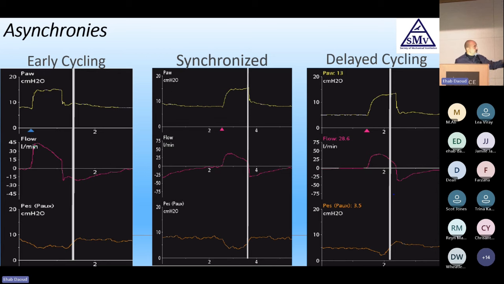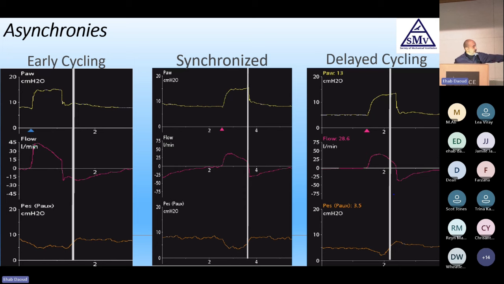This is some asynchrony, early cycling. Again, if you're looking at the ventilator alone, you have no idea. Maybe in the flow there is a bump here, right? But if you look with the esophageal balloon, again, the patient is still breathing, ending his breath at that white line. But the ventilator already said, no, I'm done. I cycled to exhalation. I'm not going to give you another. Again, causing a problem.